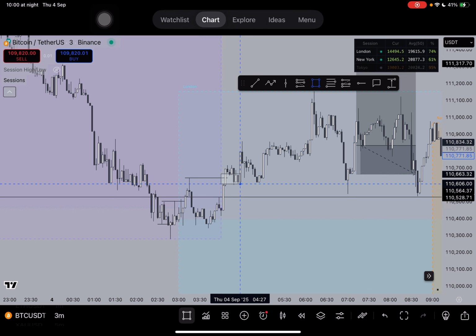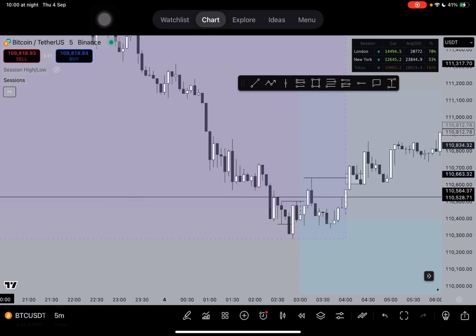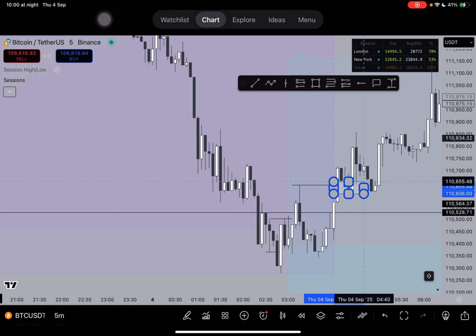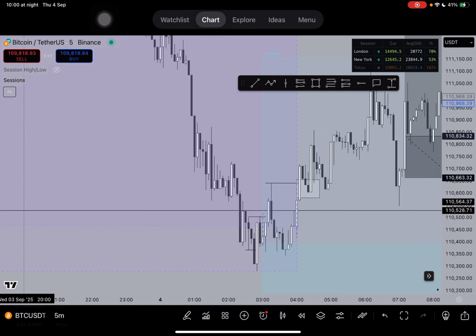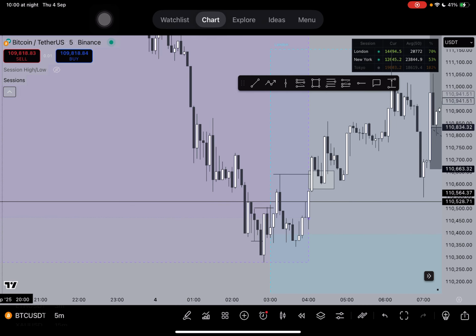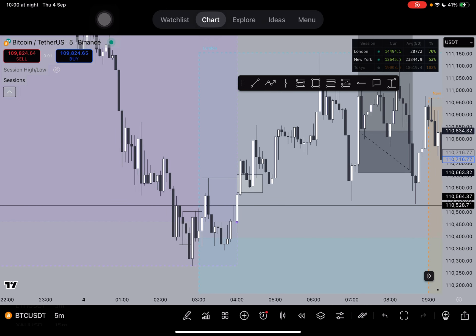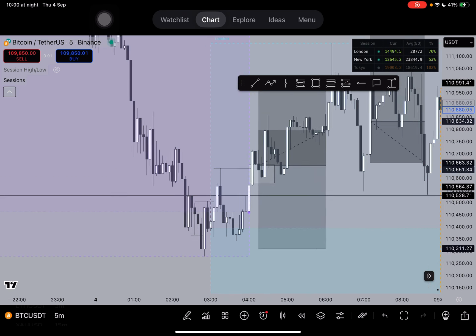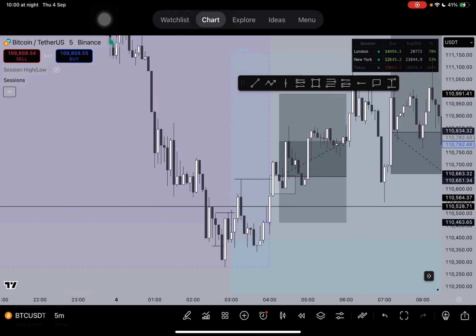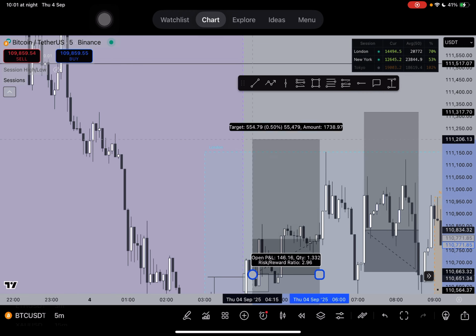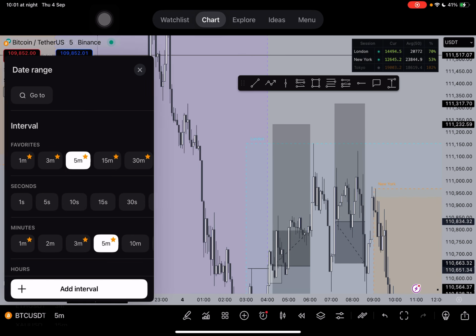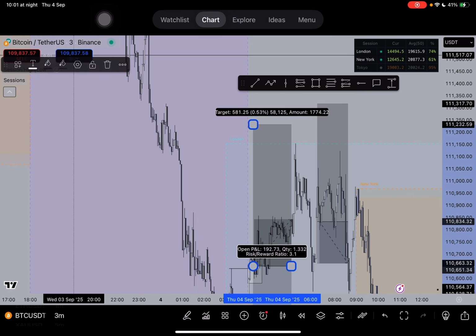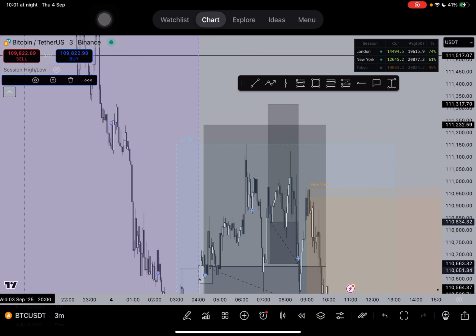Fair value gaps right here, if we drop onto the 5 minute, would be better. So fair value gaps right here are being filled, and pretty much I could have entered based off of this fair value gap, because the risk to reward would have been great. Somewhere around here, and probably target this. But regardless, our TP is still not going to be hit, so it's still going to be a loss. So pretty much it is what it is.